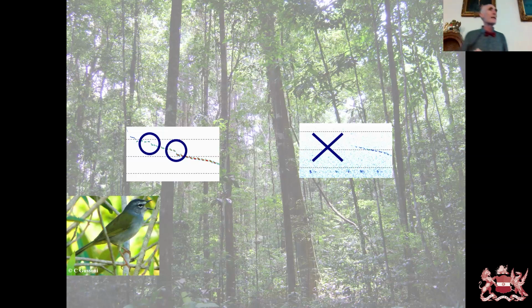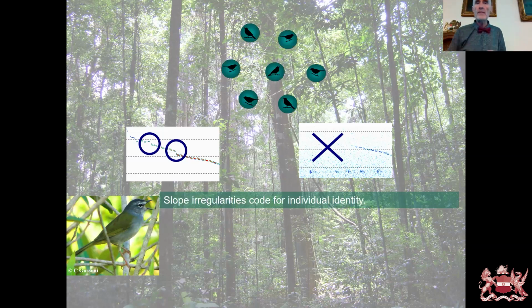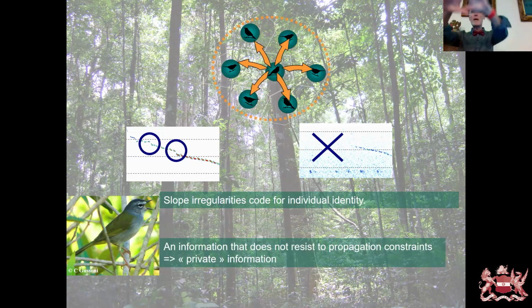And the interesting thing is that those irregularities are mostly present in the first part of the song, which is the part that disappears at long range. It means that this information about the individuality, I'm Peter, I'm Jack, is kind of private information, because it's only for the birds that are close to the sending bird.